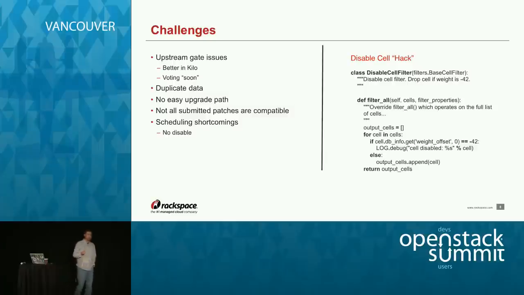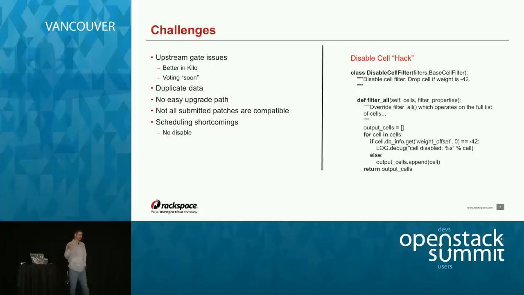There is a sense of duplicate data. The implementation of cells today takes everything in every cell database and copies it to the global database, or the region level, top level database. So you have this duplication of data. There is no easy upgrade path at the moment to what's coming down the road, Cells V2. We'll mention that in a second.